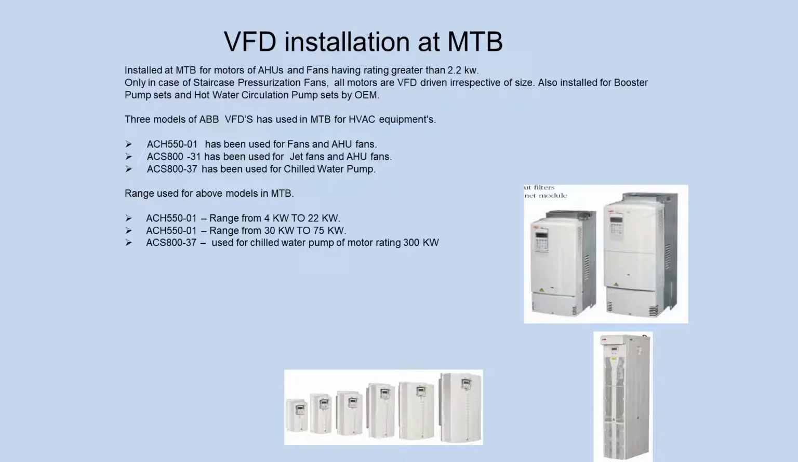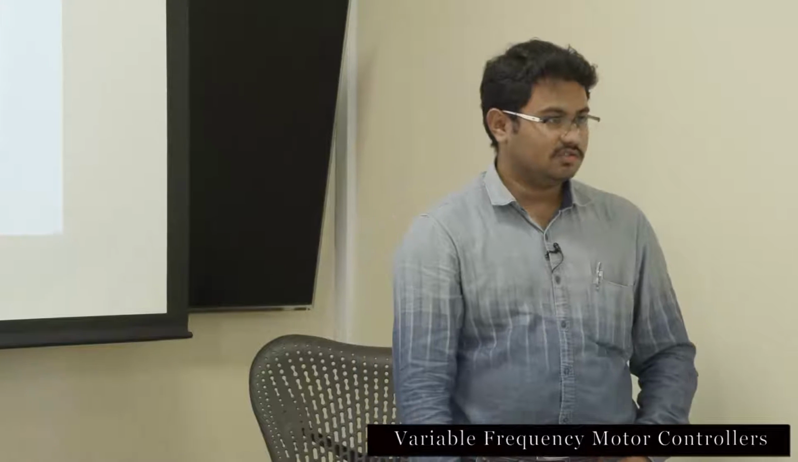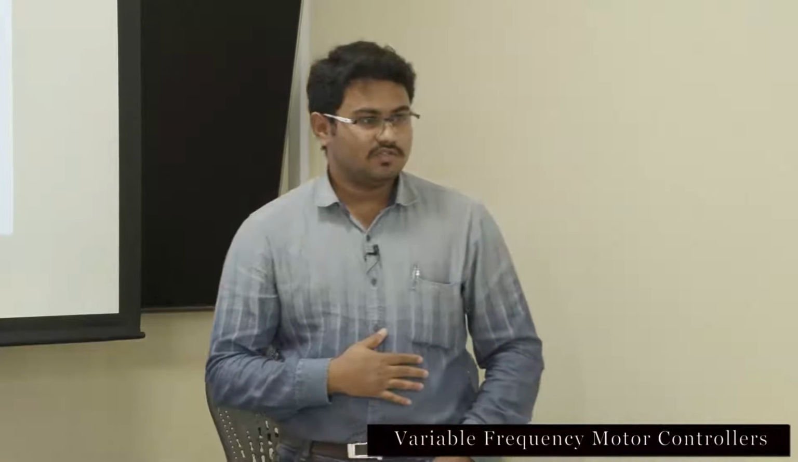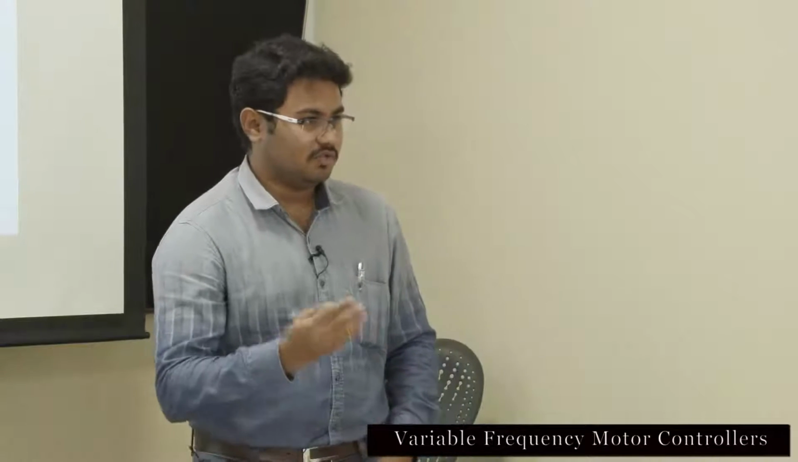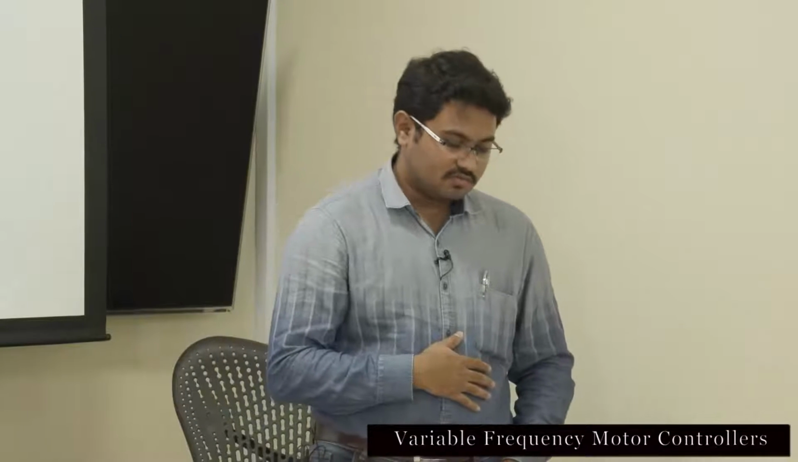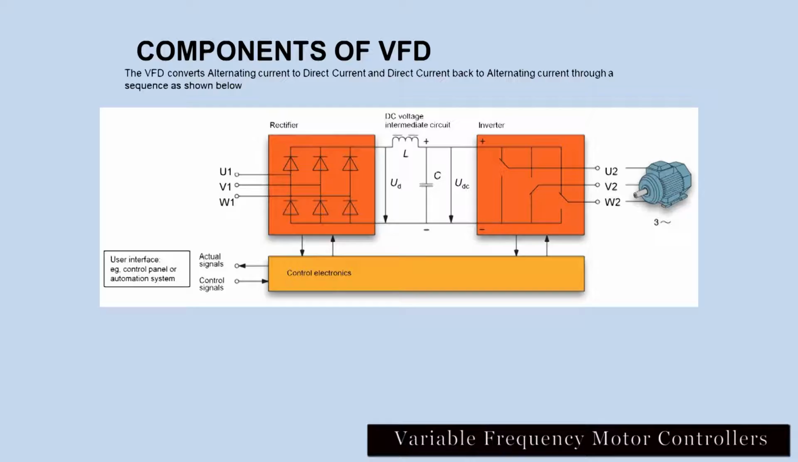And so the VFDs installed in MTB, the types of drives are ACH550-01, which is a wall mount drive, and ACS800-31, which is also a low harmonic and wall mount drive, and ACS800-37, which is low harmonic with a big panel to drive motors of more than 55 kilowatts. The range for ACH550 starts from 4 kilowatt to 22 kilowatt. And for the ACH550, again the bigger frame sizes start from 30 to 75 kilowatt, and the ACS800 low harmonic drive starts from small rating to 300 kilowatt maximum.